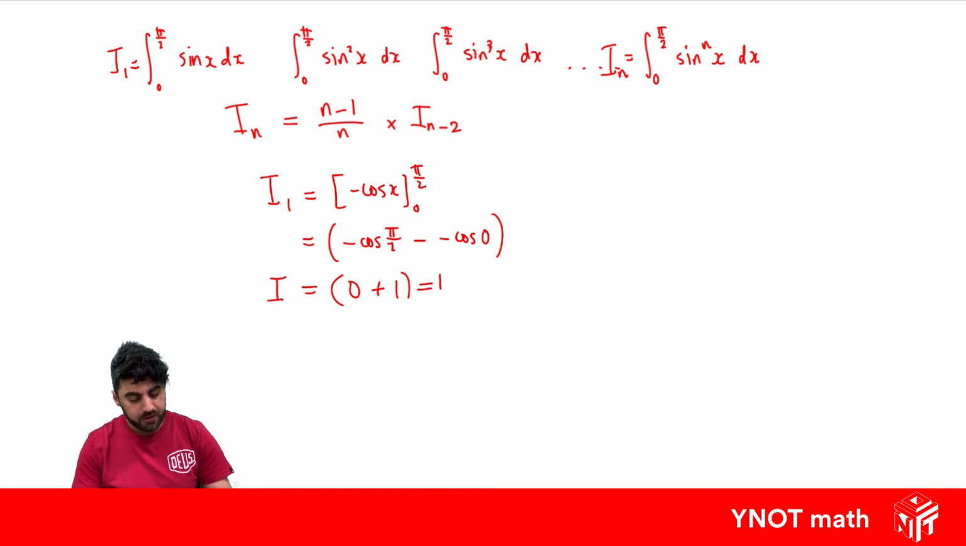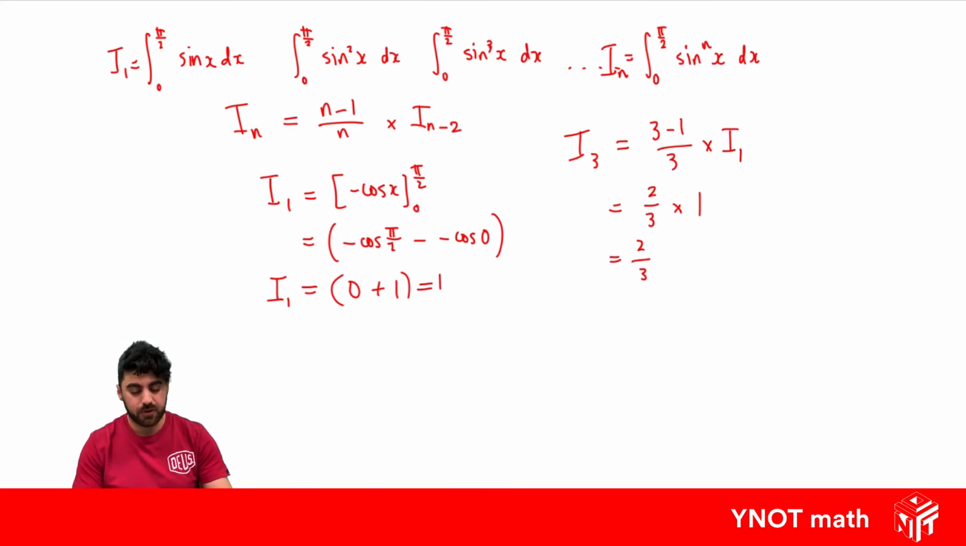So knowing that I1 is equal to 1, we could easily find I3, for example. We could find this integral here of sine cubed x without doing any integration, because we'd know that I3 is equal to 3 minus 1 on 3 times I1, and we get 3 minus 1, which is 2 on 3 times I1, which we know is 1, and this would evaluate to 2 on 3. So we get that answer really quickly without actually doing any more integration.